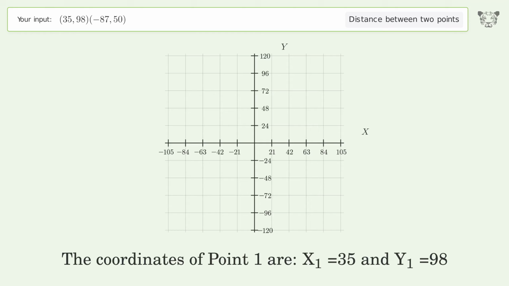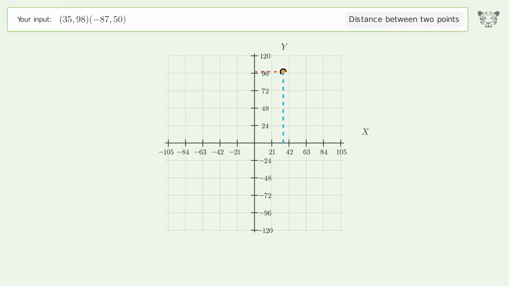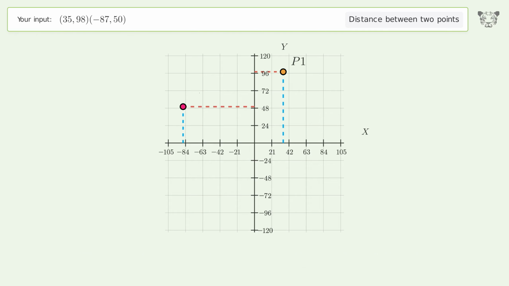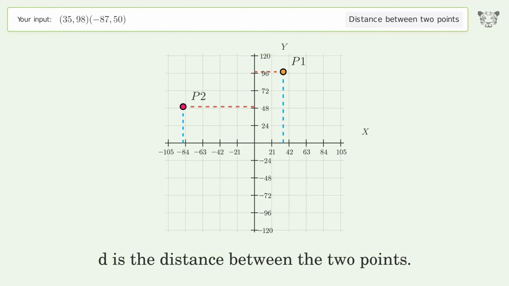The coordinates of point 1 are x1 equals 35 and y1 equals 98. The coordinates of point 2 are x2 equals negative 87 and y2 equals 50. D is the distance between the 2 points.